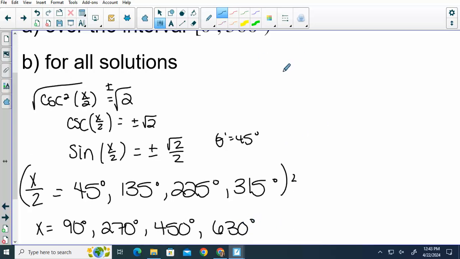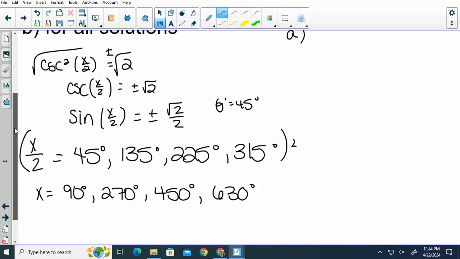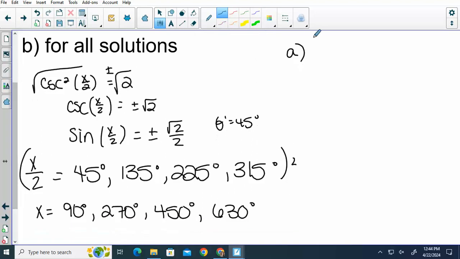So, my questions. The first question said for every answer between 0 and 360. What happened here? You got 2 there, 2 there. 2 of these angles don't fit in my interval. So that's what happens if your angle is like 2 theta or 3 theta or something. You might have extra answers. So when I only want the ones between 0 and 360, I can only use the 90 and the 270.